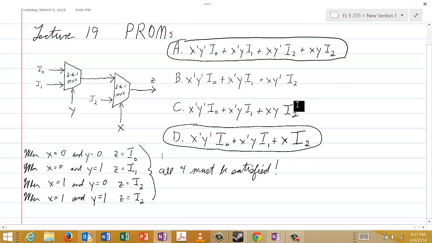However, let's make sure that you understand why the expressions in B and C don't work. If we look at the expression in B for a moment, we see that when X equals 1 and Y equals 1, this is 0.